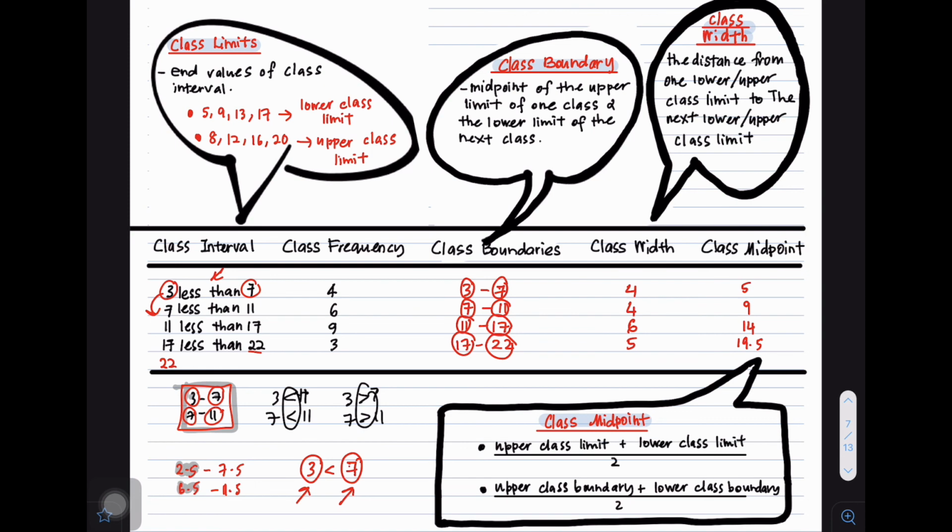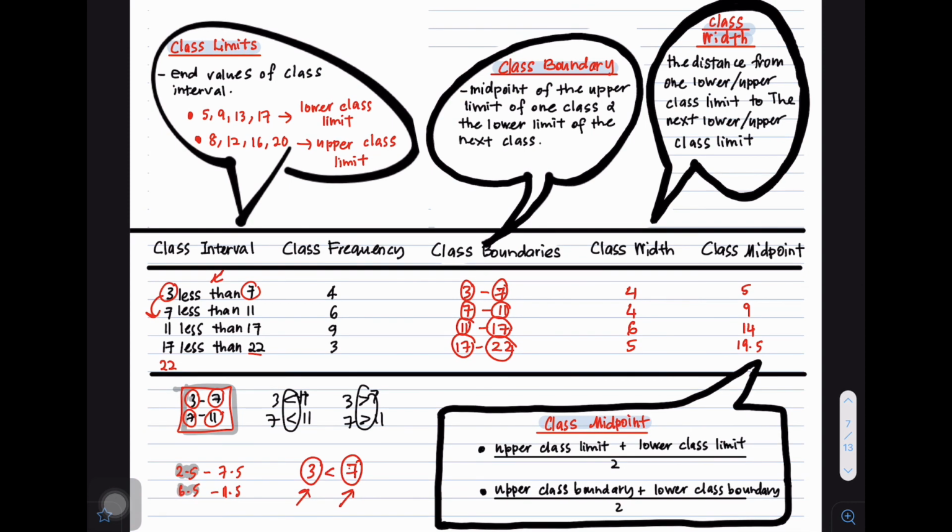So this is how you find the class boundary, class width, and class midpoint for the case that you have your class interval in the form of less than and more than. You just need to remember that the less than and more than case will give you the same class boundary as the class limit. Okay, class limit dan class boundary sama bila you deal dengan case less than or more than.